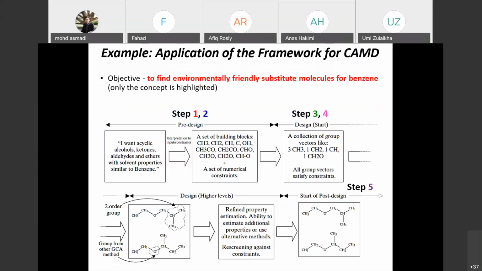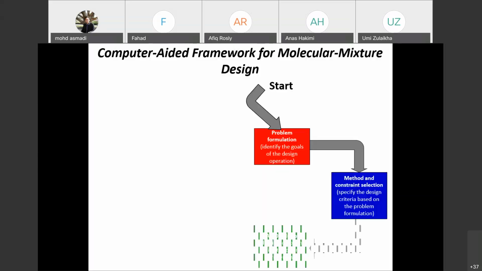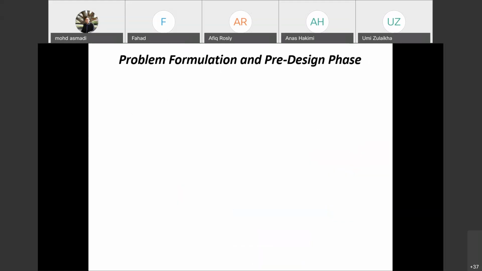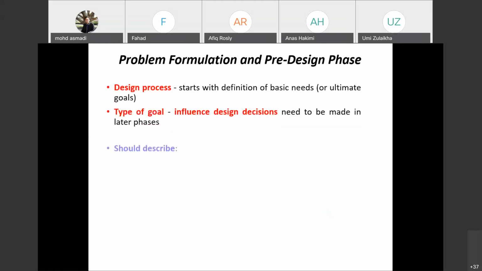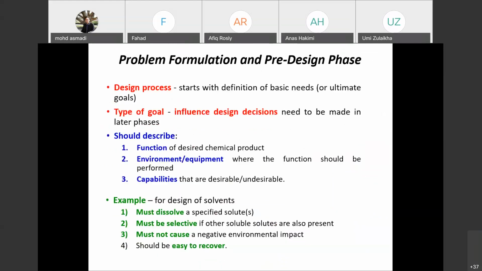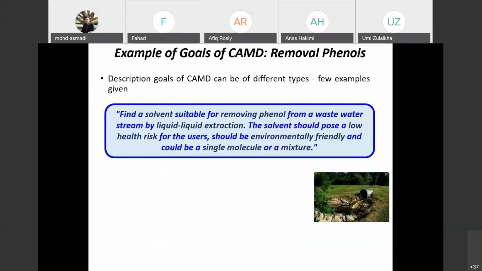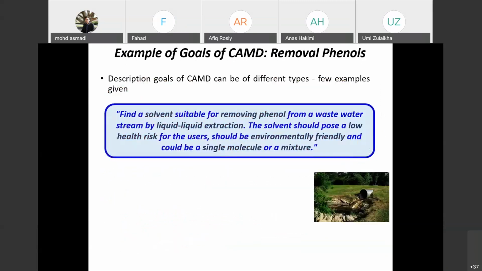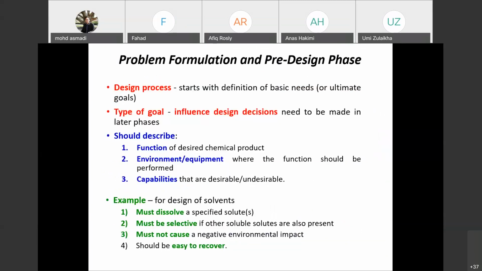This problem formulation. This one. Okay. Function, environment, capabilities. Okay. This one is the problem formulation. So for example, this one. The well-defined problem is no need. Okay, this one no need. Okay, this one. This one is solvent. This one. Problem formulation.